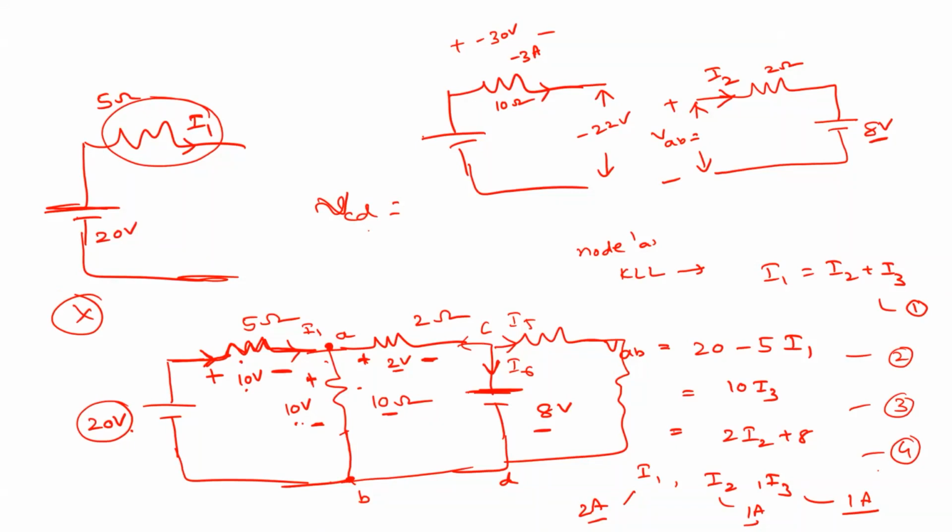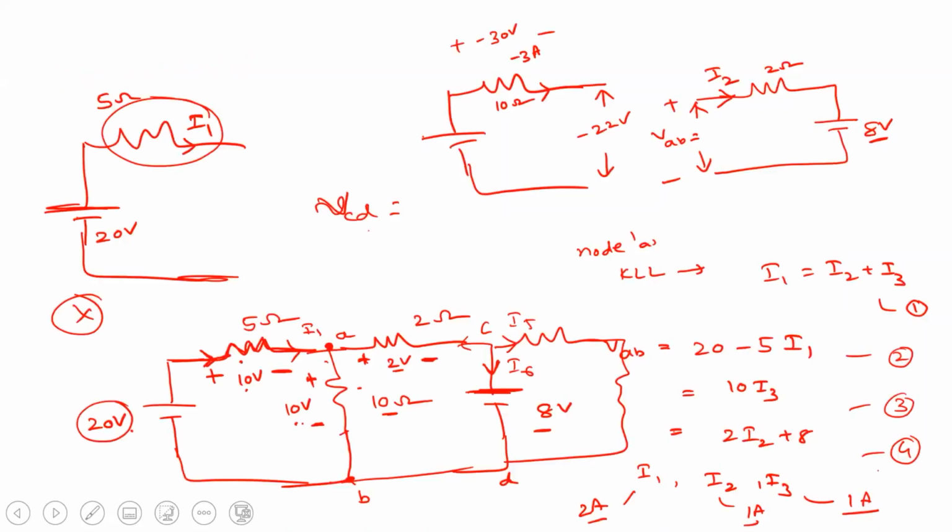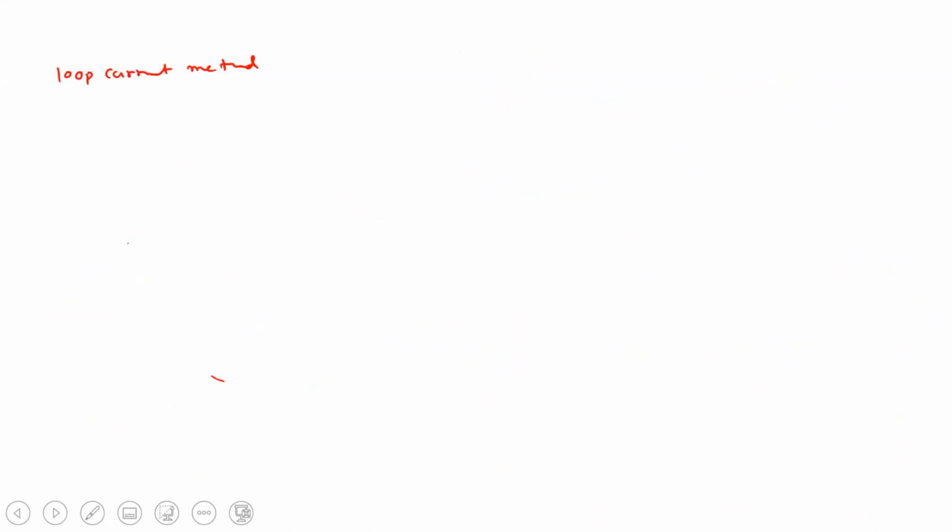So that's why you have other methods. That is known as the loop current method. Right. So the loop current method. We have the same circuit. I will consider the same circuit.